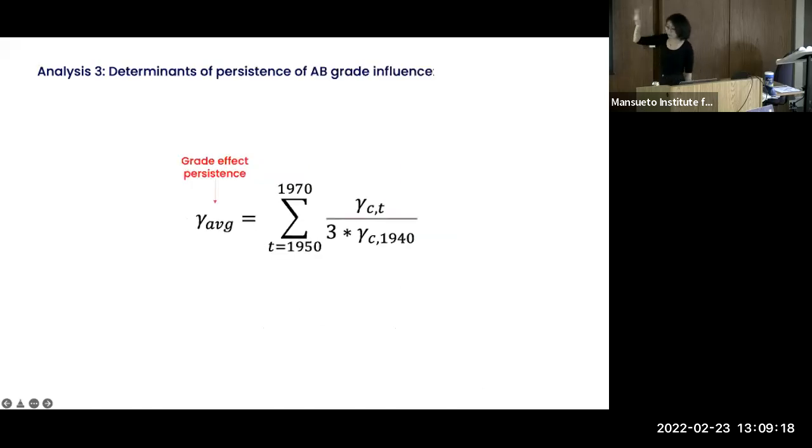For the third part of my analysis, what I call grade effect persistence, I'm essentially just averaging these gammas. I'm averaging how much this gamma term changes from 1940. So for 1950, 1960, and 1970, I see how it changes from the baseline, and I'm just averaging across the three decades.